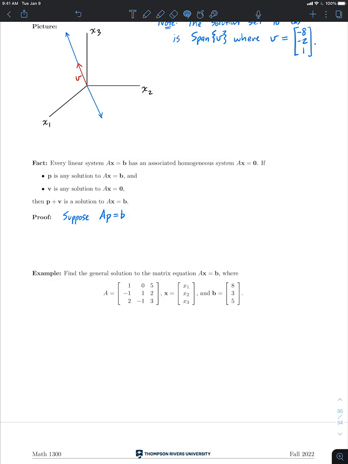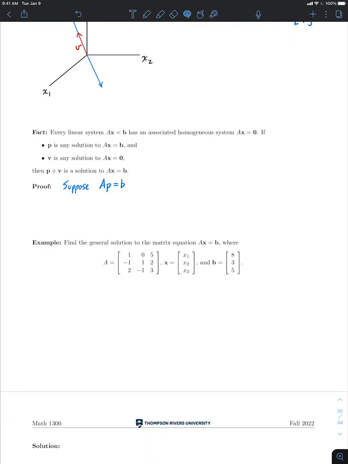It means if you were to plug in P for X, then the resulting equation would be true. So if we're assuming that P is a solution to AX equals B, another way to say that would just be to say assume that AP is equal to B. We can do something similar with the other assumption.